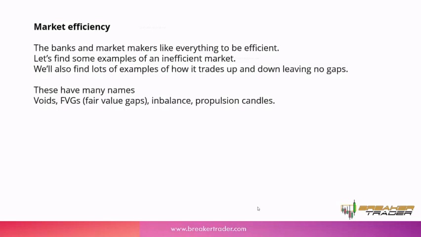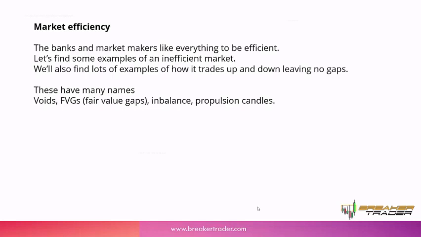Now these inefficiencies have got many names. They're known as voids, FVGs, which was coined, I believe, by Inner Circle Trader Mike Huddleston, fair value gaps, imbalances, propulsion candles. Lots of people call them all sorts of things, but basically what they are is a big candle and a big move in price in one direction.